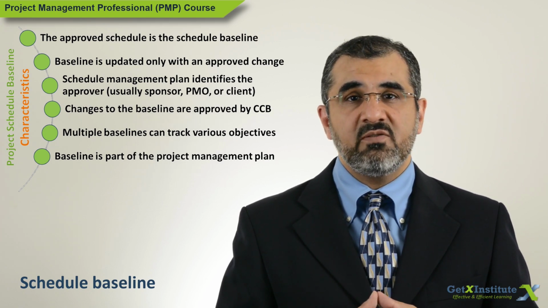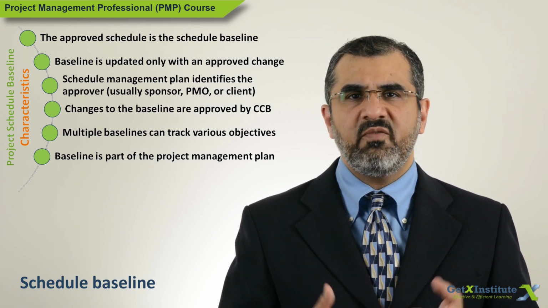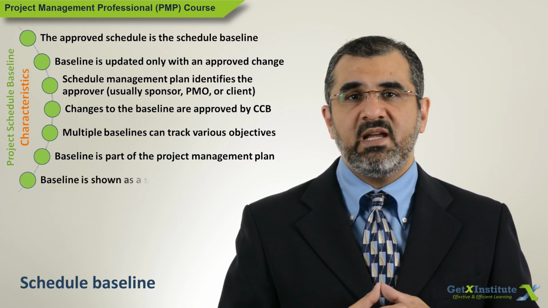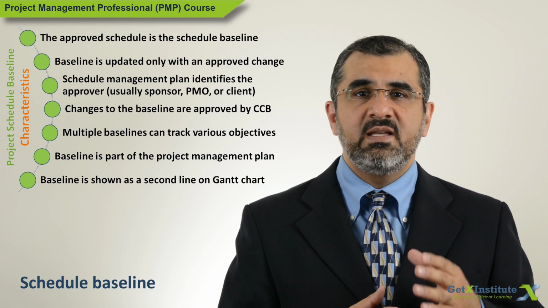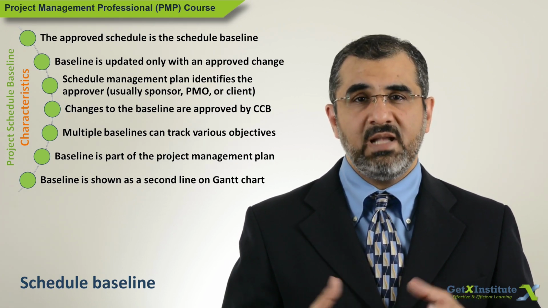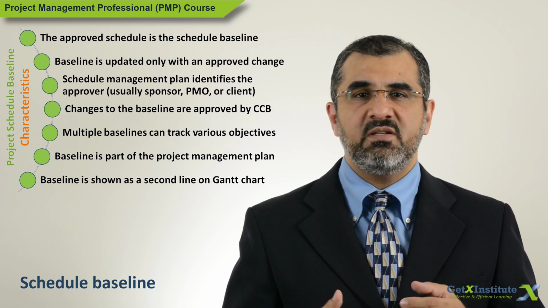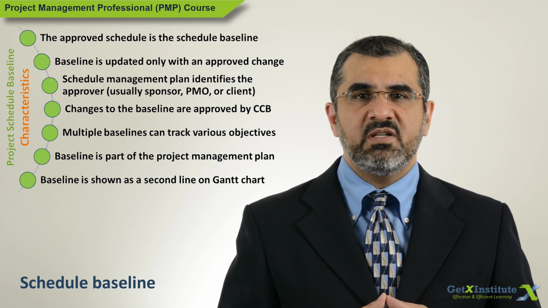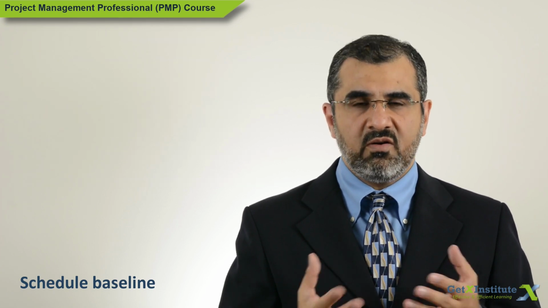The project schedule can be presented in the form of a bar chart or Gantt chart. In this case, the baseline may be shown on the chart as the second line for each activity in a different color. On a milestone chart, baseline information can also be presented along with the current forecasted completion date or the actual completion date of a milestone.